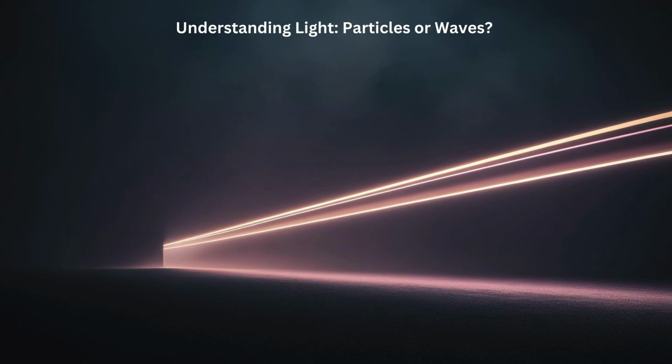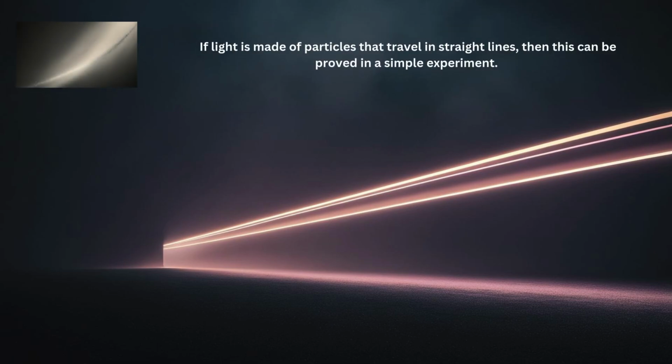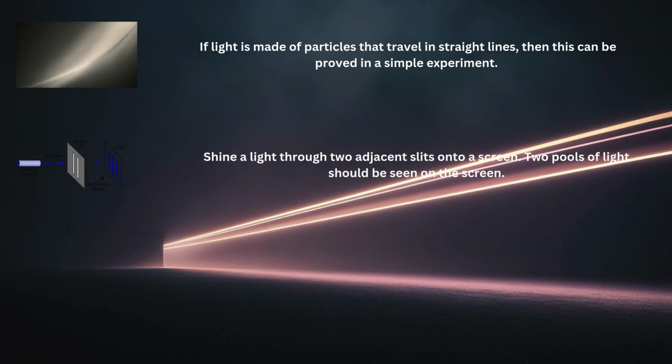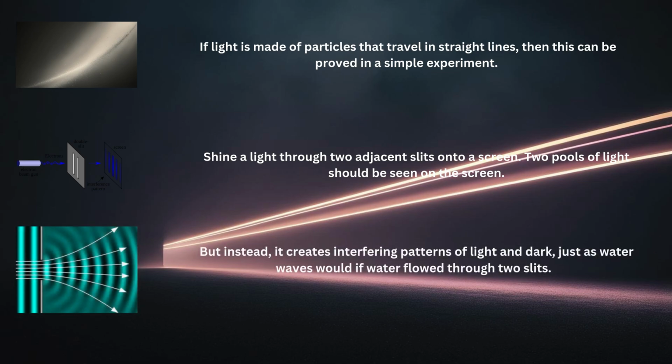Understanding light, particles, or waves. If light is made of particles that travel in straight lines, then this can be proved in a simple experiment. Shine a light through two adjacent slits onto a screen. Two pools of light should be seen on the screen, but instead, it creates interfering patterns of light and dark, just as water waves would if water flowed through two slits. Light must travel as waves.